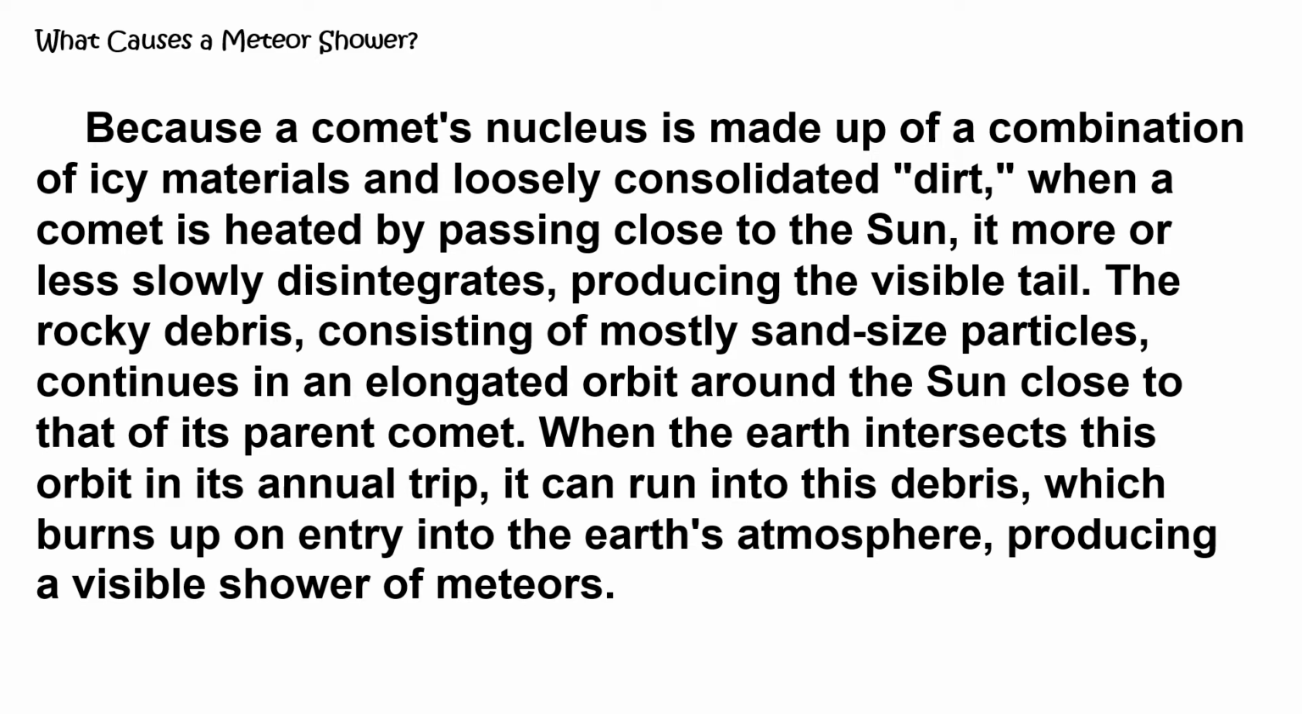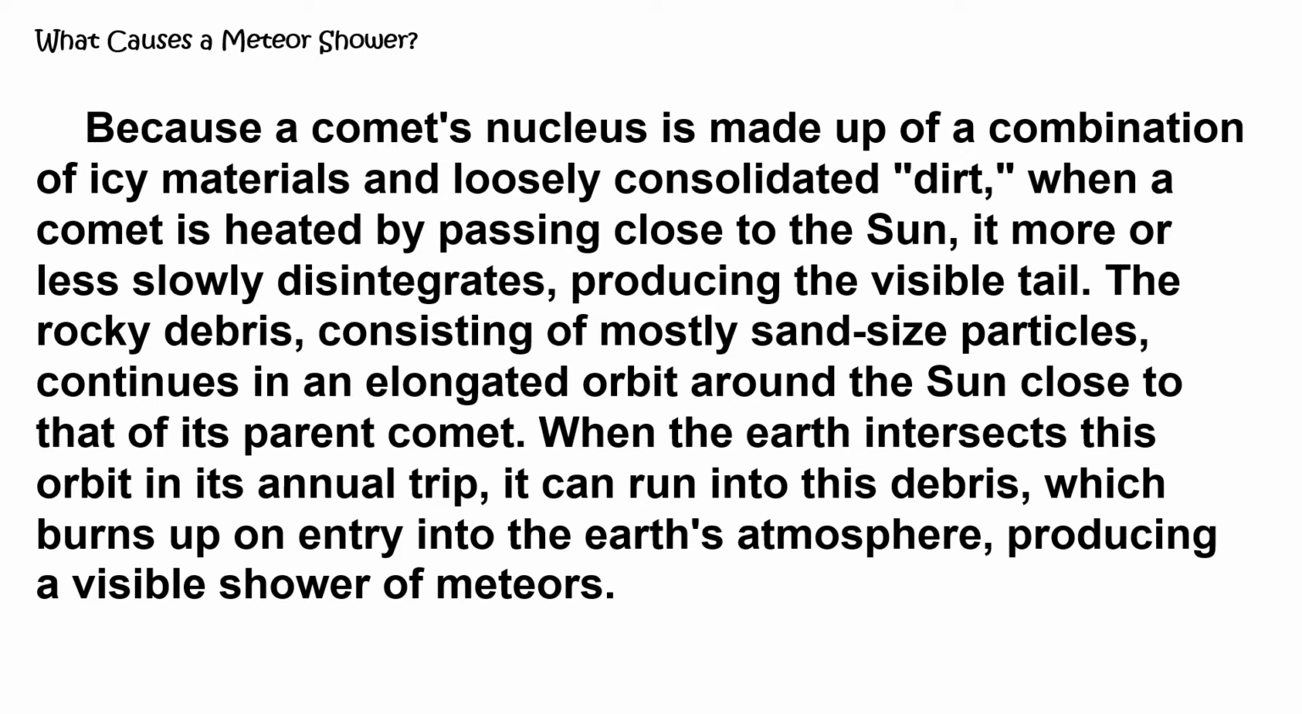A comet's nucleus is made up of a combination of icy materials and loosely consolidated dirt. When a comet is heated by passing close to the Sun, it more or less slowly disintegrates, producing the visible tail. The rocky debris, consisting of mostly sand-sized particles, continues in an elongated orbit around the Sun, close to that of its parent comet. When the Earth intersects this orbit in its annual trip, it can run into this debris, which burns up on entry into the Earth's atmosphere, producing a visible shower of meteors.